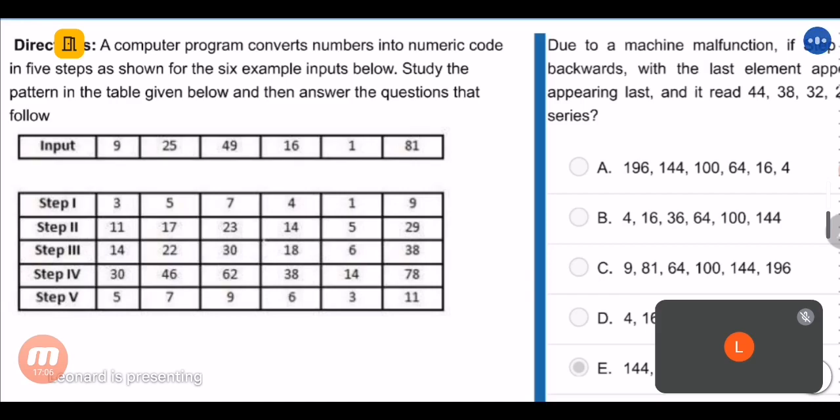42. Yes. And we divide by 3. Remember how we got step 1? Step 1 is just the square root of the input. Then step 2 is 3 times step 1, then plus 2. So now that we have 44, we take the 2 out first. We now have 42, right? So 42 divided by 3.